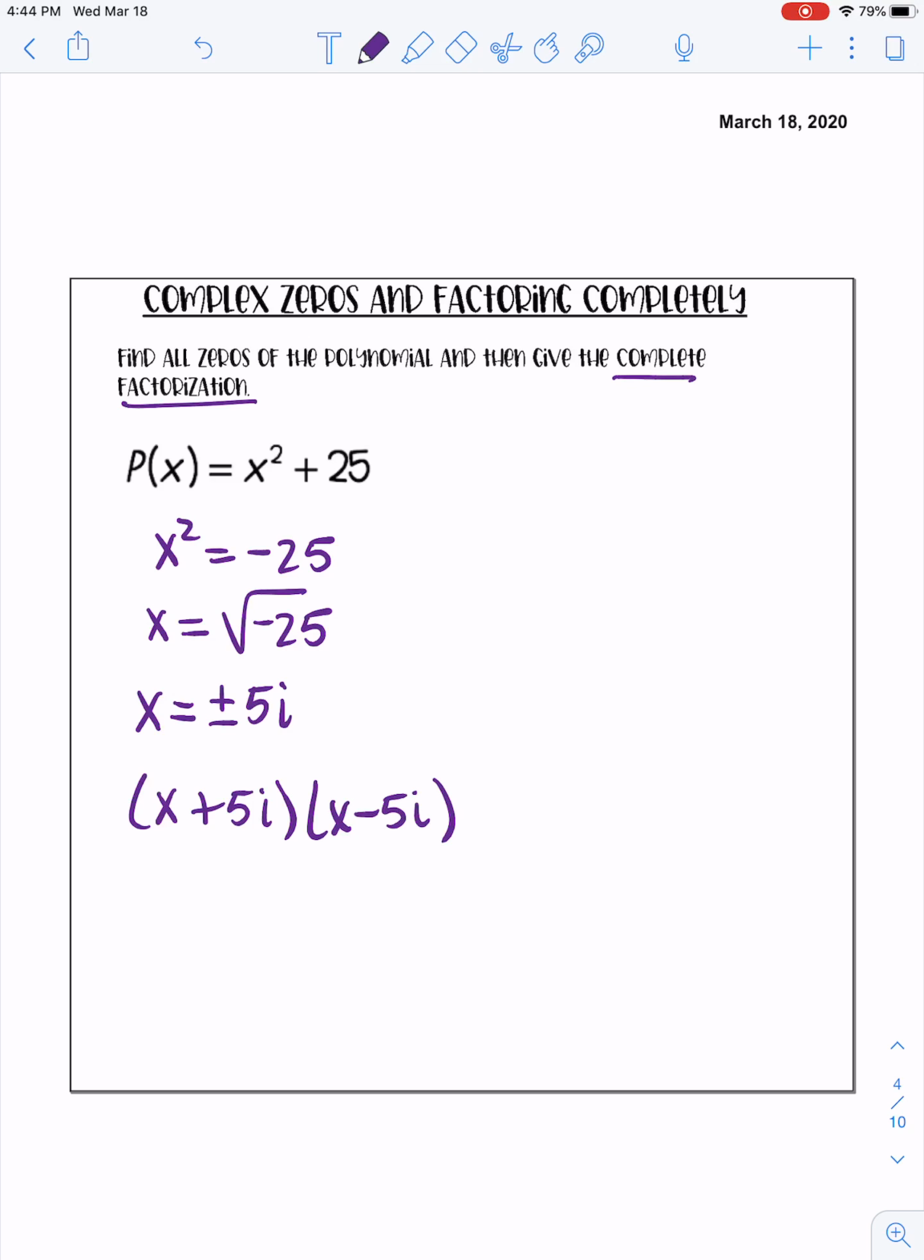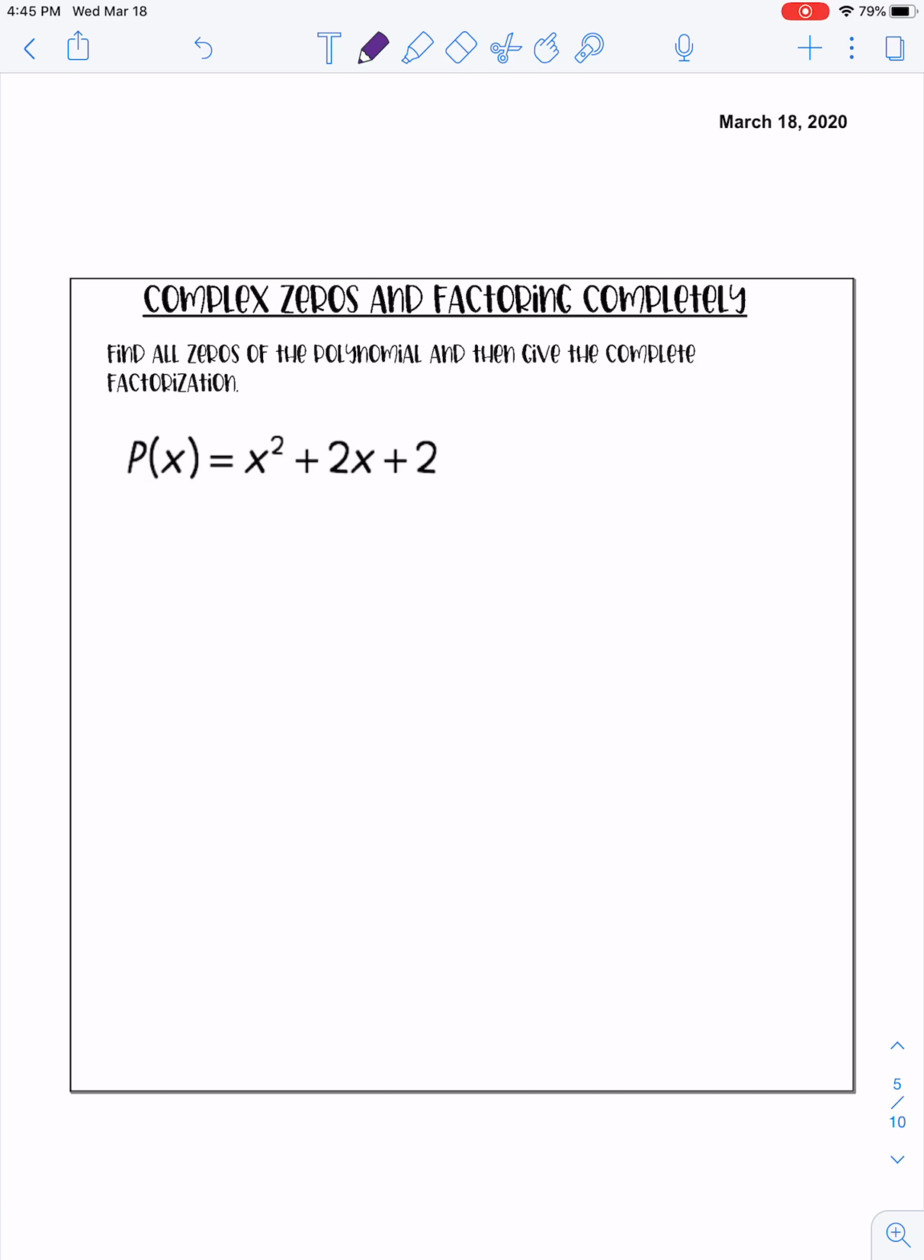If you actually do the distributive property, you will see that you get back x squared plus 25. Because remember, i times i is i squared, and that's negative 1. And I'm going to end up multiplying a negative times a negative, which gives me the positive 25. So these are my zeros. This is the factorization. Okay?